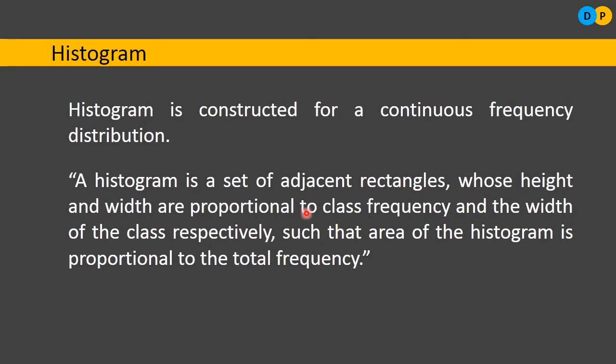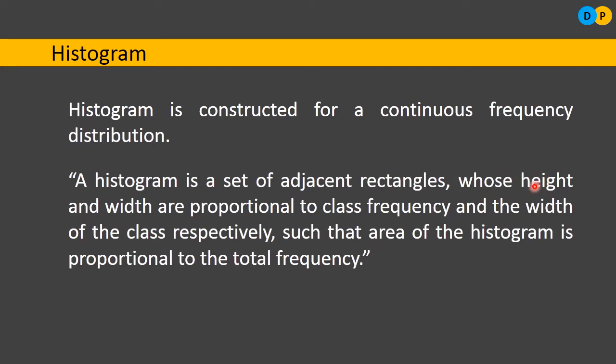The height of each rectangle is proportional to the class frequency. For example, say we have the class 10 to 20, and corresponding to that class the frequency is 5. So what is the height of the rectangular bar? The height is equal to 5. You measure the height of each rectangular bar by going through the class frequency.